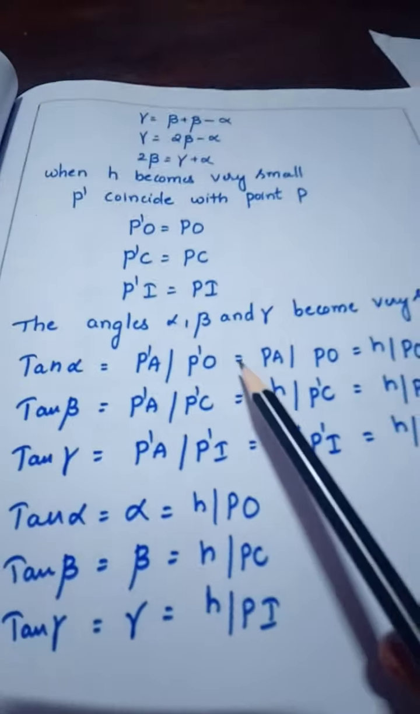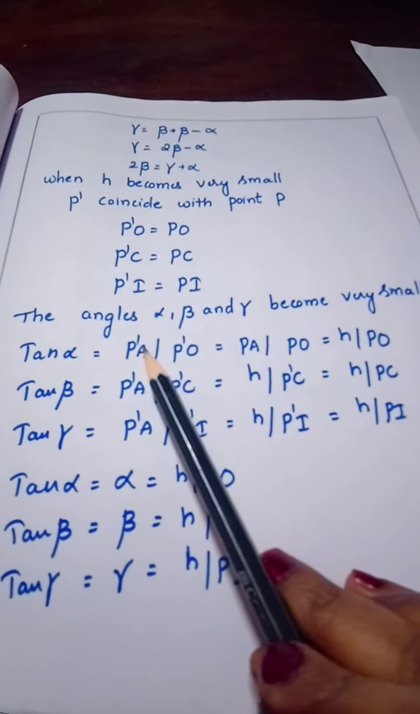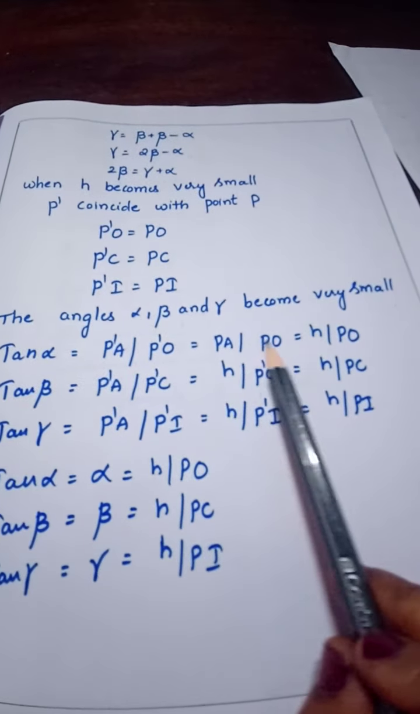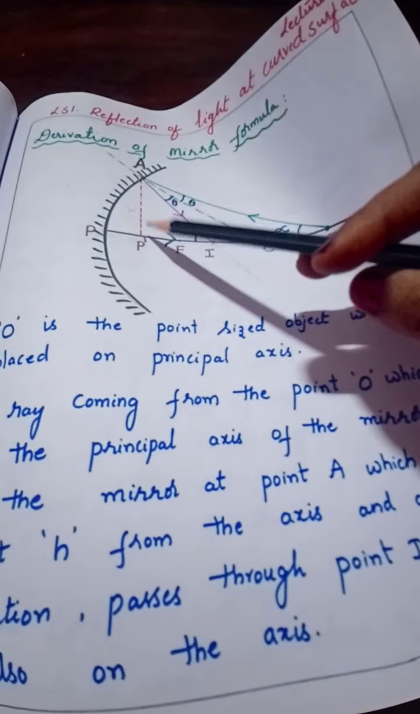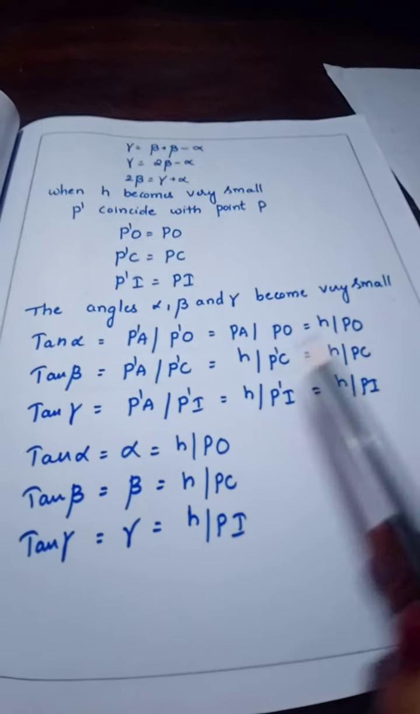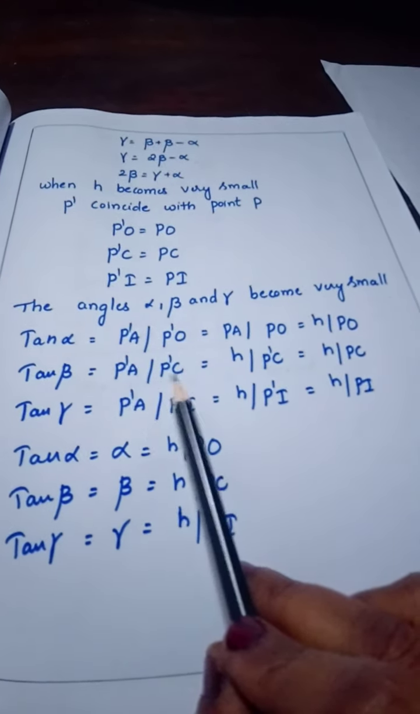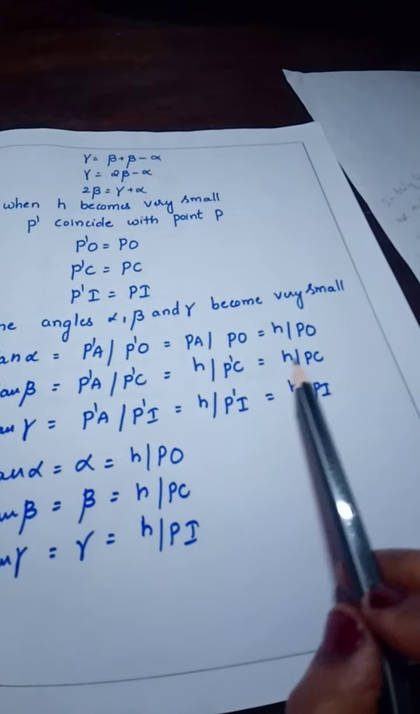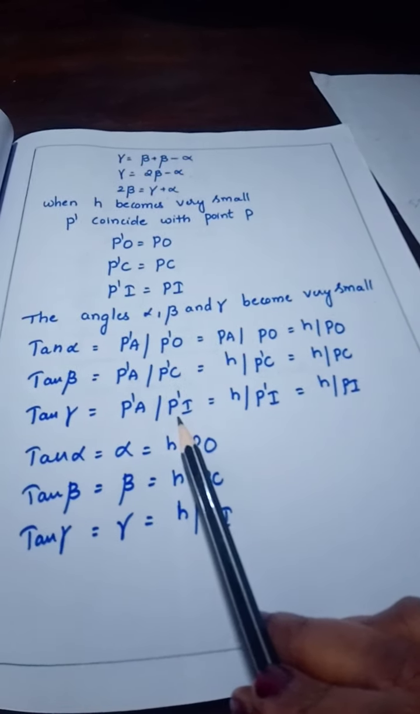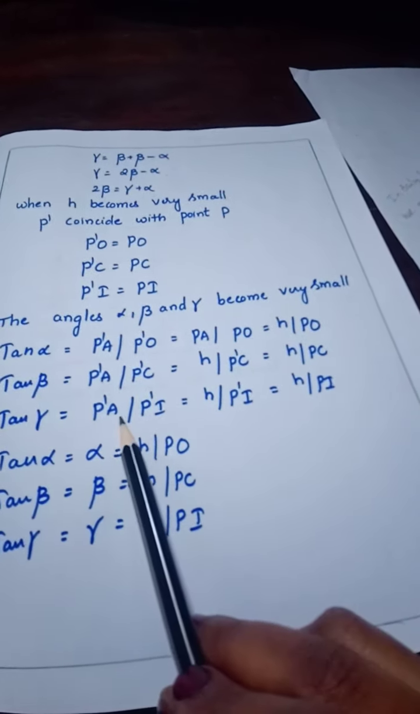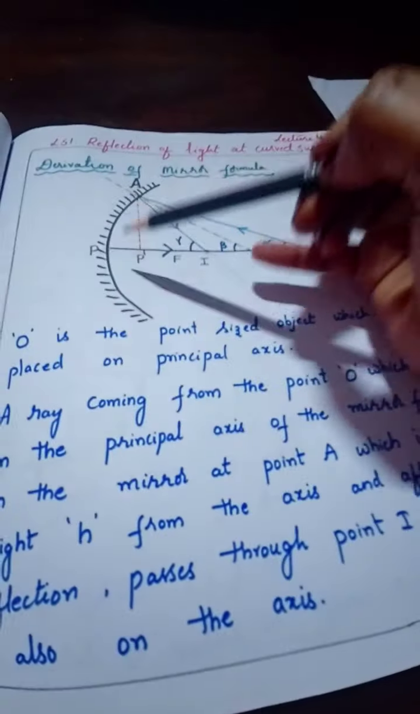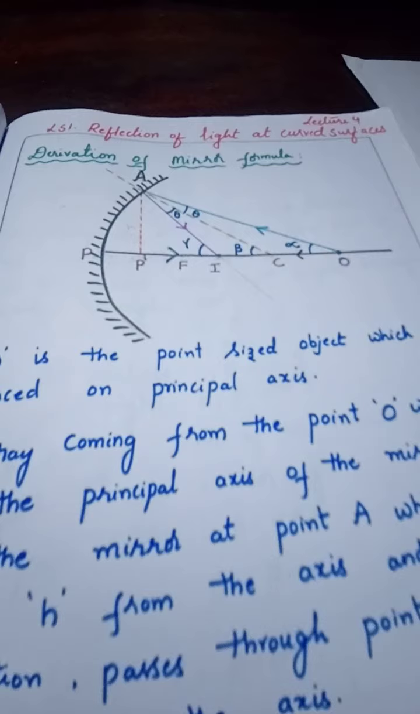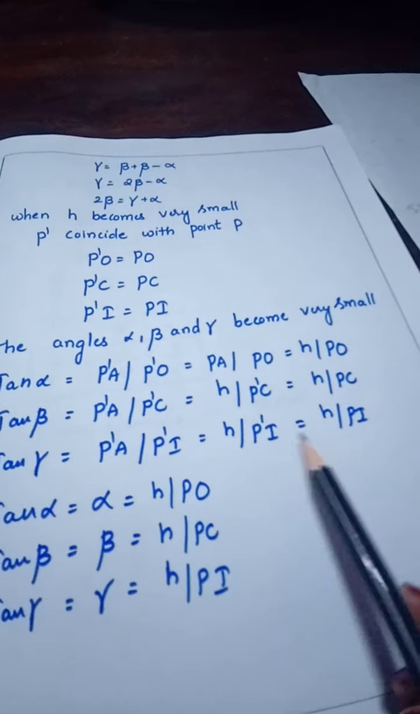So tan alpha is equal to P dash A by P dash O. We don't consider P dash, so we write PA by PO. What is PA? PA is nothing but H, the height. So H by PO. Tan beta is what? I told you, P dash we don't consider, we take only P. PA by PC. PA by PC means H by PC. This is tan gamma. So that is H by PI. I told you, P dash A is nothing but H. Wherever you get P dash A, you need to write H. So write H here, and P dash we anyway don't consider.